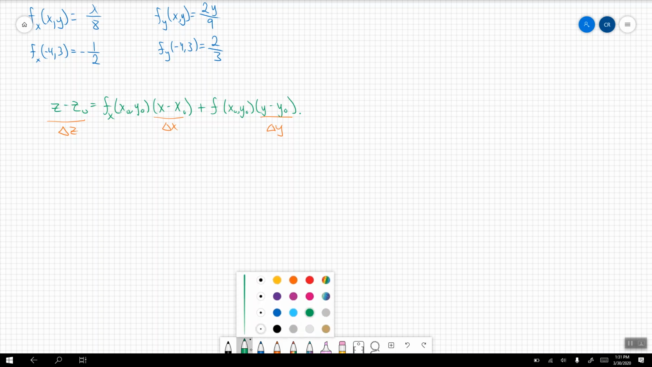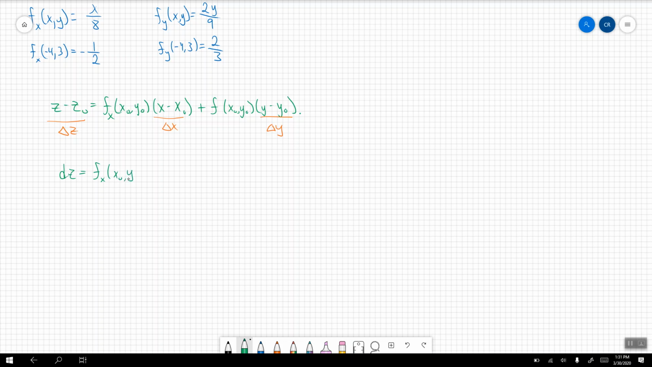When that happens, we can talk about a total differential being, in this particular case, dz equal to the partial derivative of the function with respect to x evaluated at (x0, y0) multiplied by dx, plus the partial derivative of the function with respect to y evaluated at (x0, y0) multiplied by dy. And this right here is what we consider the total differential.